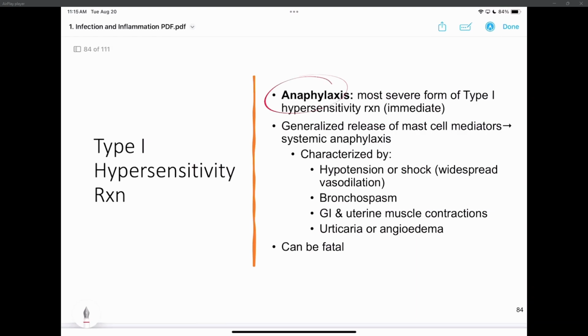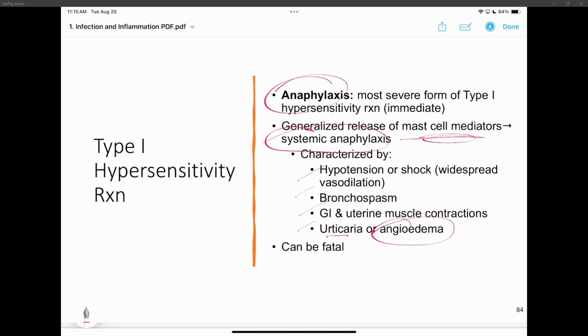Anaphylaxis is the most severe form of hypersensitivity reaction. Obviously, mast cell mediators are going to be here causing a systemic anaphylaxis. When this happens, you get hypotension and shock, bronchospasms, maybe GI contractions, urticaria, or angioedema. Angioedema is swelling of the lips and tongue.